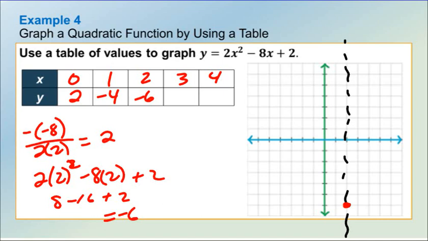So if I plot these down, so 0, 2, I can just mirror this one, so 2 steps over here. Then I got 1, -4. That means 3 would also be -4. And 4 would be at 2. And then I can draw my parabola. If you find one side, you can mirror the other side.